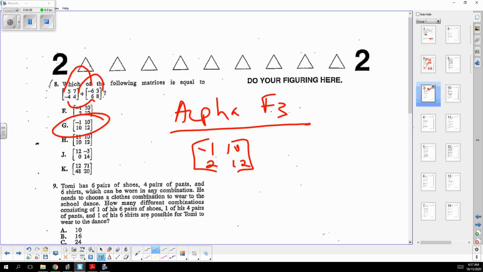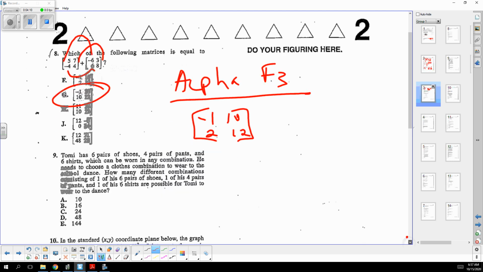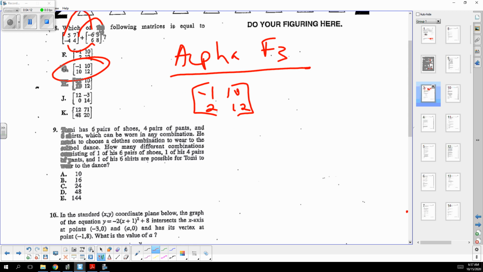Here's a famous one. I wish we had seen it the first day. I got 6, 4, and 6. How many outfits is that? You times all the numbers and you get 144. It's how many shoes can I wear, how many pants can I wear, and how many shirts, and you times them.